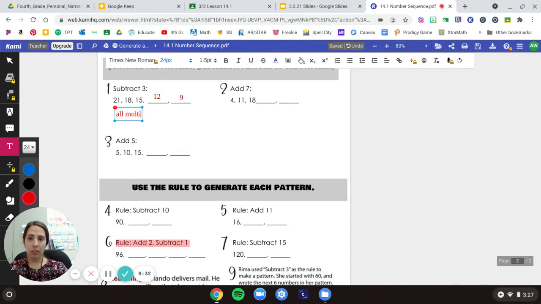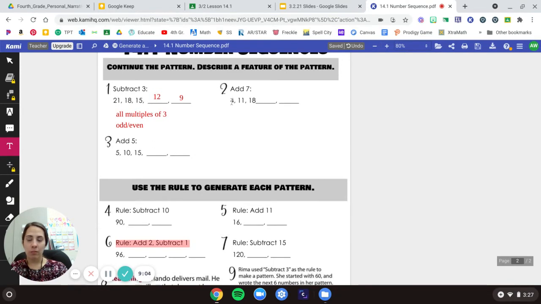All multiples of 3. You might have also noticed, we talked about in class, it is an odd/even pattern too. 21, 18, 15, 12, 9. Meaning our next one should be even if we do it correctly. 9 minus 3 is 6, and it is even. All right, let's look at the next one.